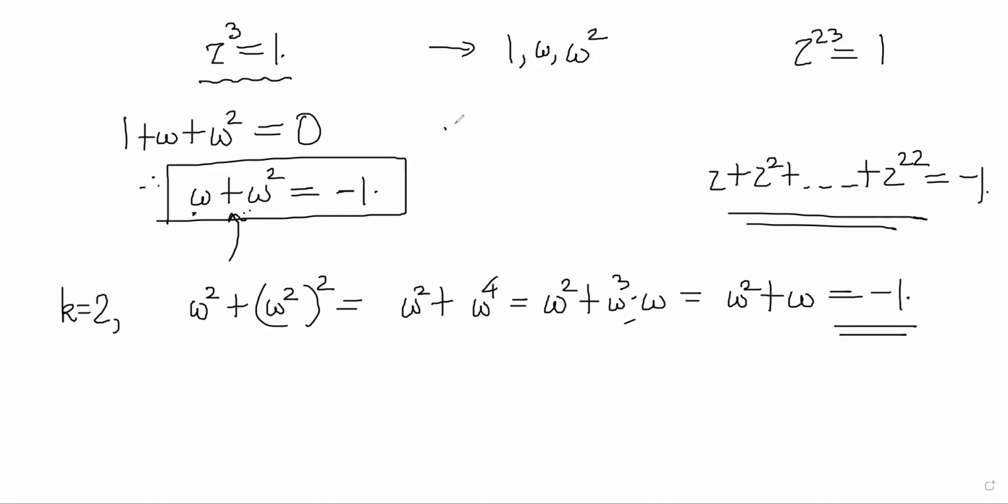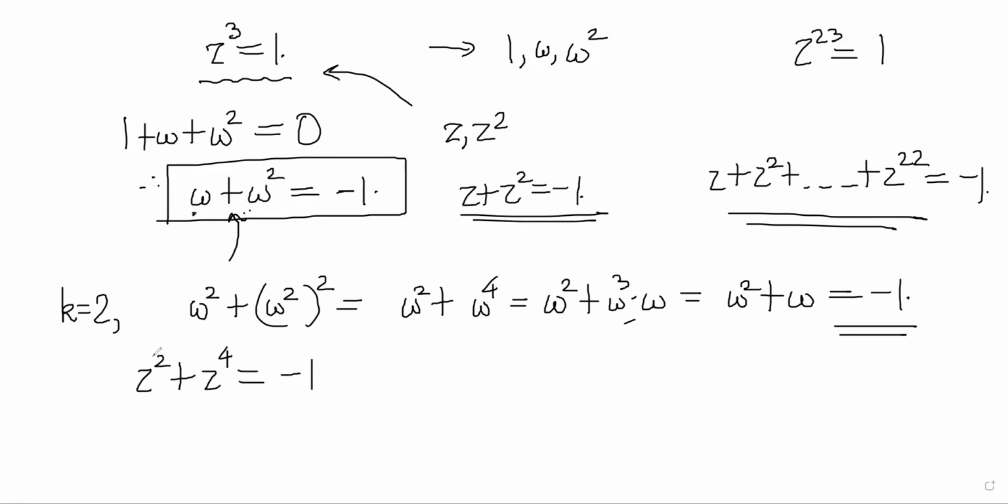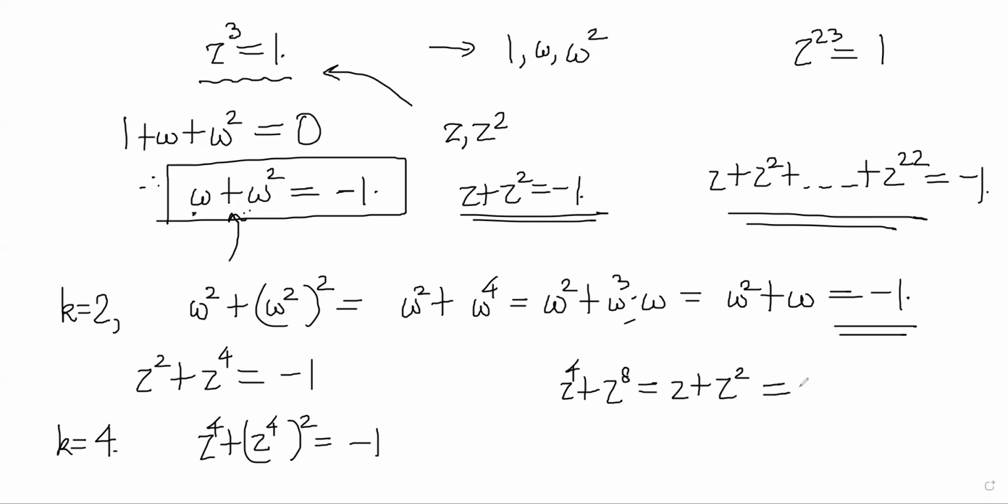So if z and z square are roots of this equation, we had z plus z square equals minus 1. I'm going to say that z square plus z power 4 is also minus 1. If k is equal to 4, for example, I'm going to make the claim that z power 4 plus z power 4 square is also going to be minus 1. You can check that z power 4 plus z power 8 is same as z plus z square is equal to minus 1, right?